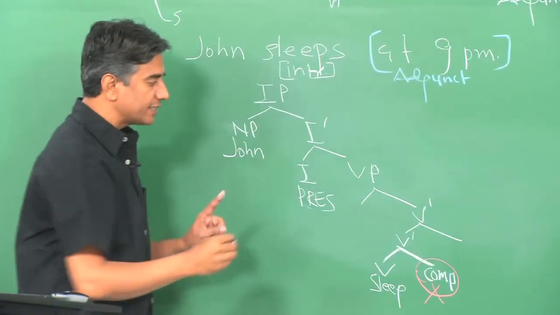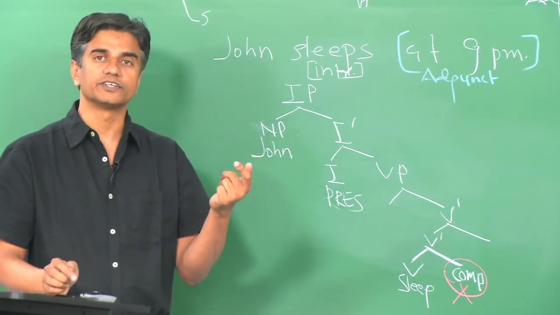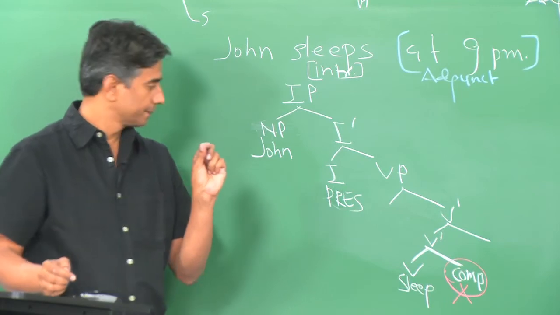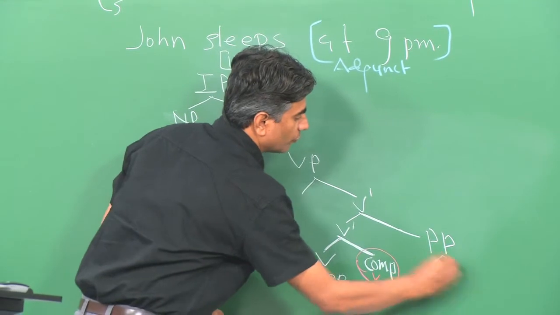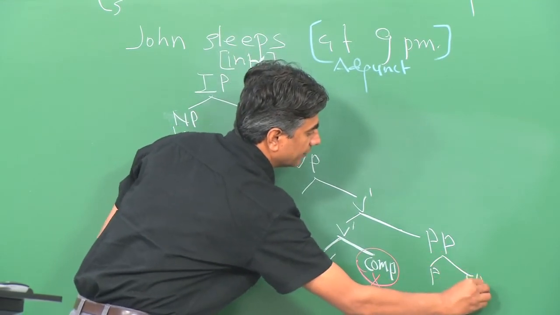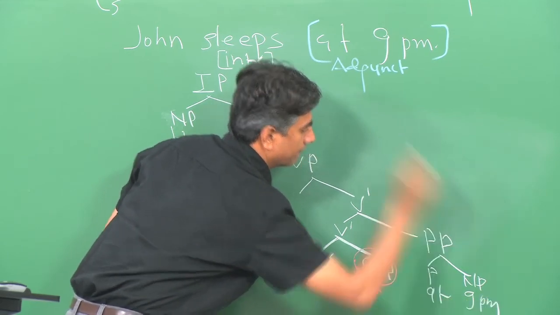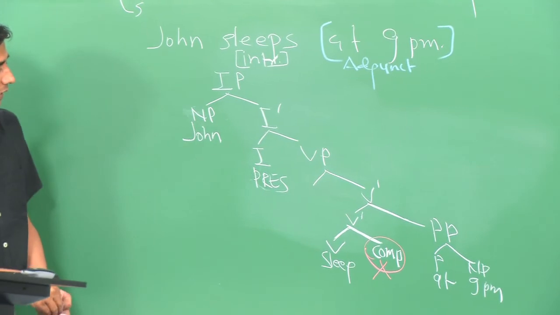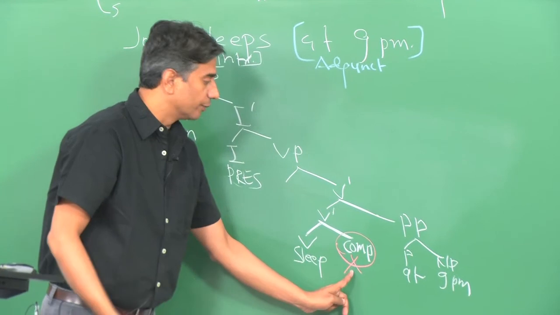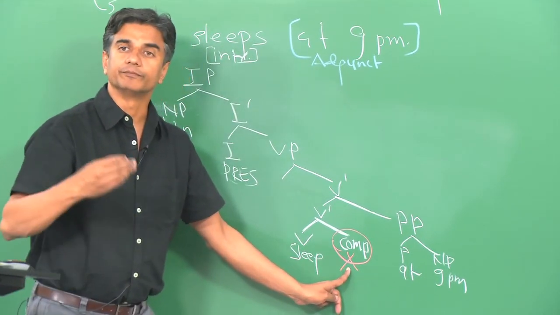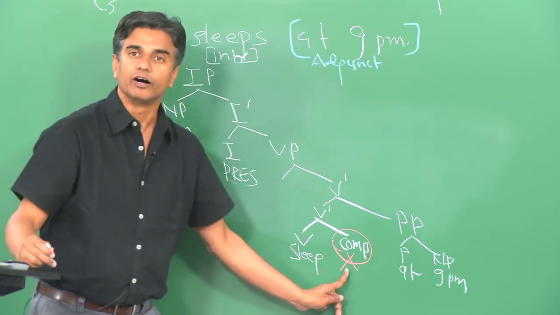So we will represent this in an adjoint position. In the mental representation, structurally this gets represented again as a PP, where we have P and an NP, as in "at 9 p.m." This PP does not come in the complement position. To represent that, this PP is not a complement of this verb.